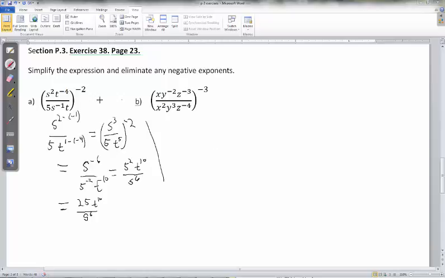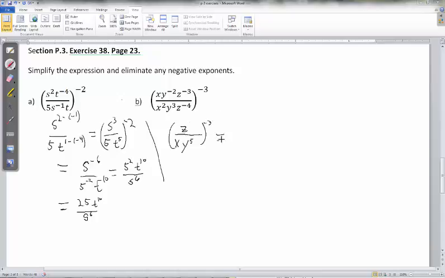On part B, very similar. Let's simplify what we can before we distribute that negative 3 through. Can reduce away one of the x's. So I shouldn't have any x's left on top. On the y's, if you move that, subtract that from the bottom, we get a y to the 5th on the bottom. And the z would move up top, because negative 3 minus a negative 4 would get you z to the 1. So now I have z over x y to the 5th, all to the negative 3.